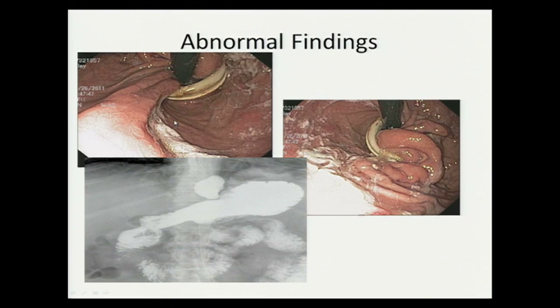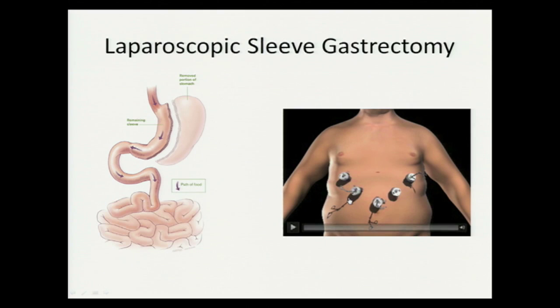And so on retroflex views is probably the best way to look for an erosion. And obviously if you see something like this, then you know that's an abnormal finding.